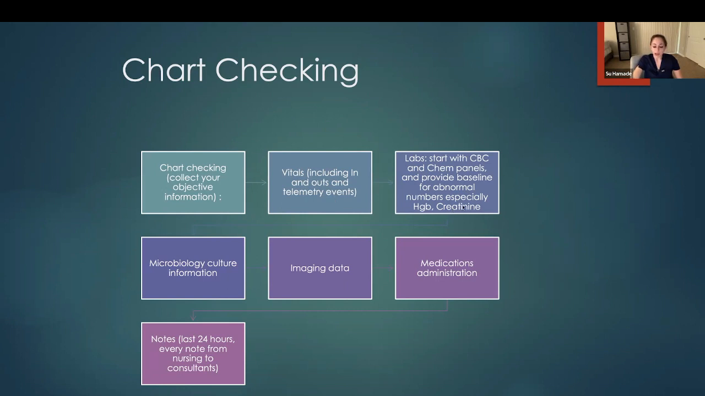And then you want to go into your labs. You can start with the CBC and the chem. And you always want to provide a trend about abnormal numbers and have the patient's baseline ready, especially things like hemoglobin, white count, creatinine. And what I mean by this is how I would present. Say someone came in with an AKI and we've been monitoring their creatinine to see if it improved. I would say patient initially presented with a creatinine of 5.5. Today it's downtrending, creatinine's 3.3. However, it's not yet at their baseline of 0.6 to 0.9, right?